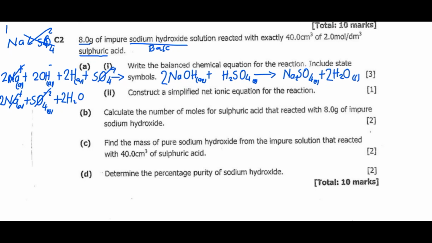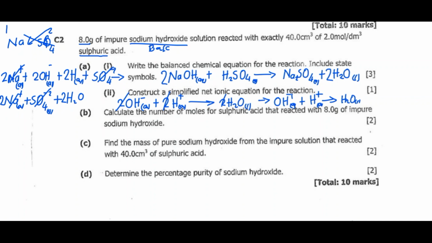So our final answer will be 2OH- aqueous plus 2H+ aqueous, then we get 2H2O. Then since we are told to simplify, we can see that we have 2 in front of each, so we can cancel this. Then our simplified equation will be hydroxide aqueous plus hydrogen ion aqueous, then we get H2O.